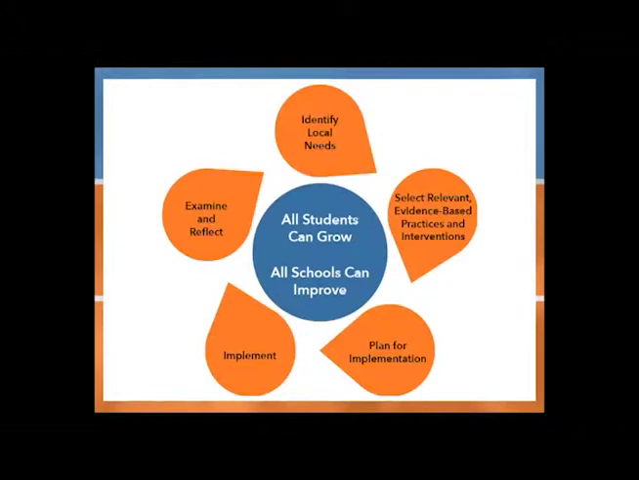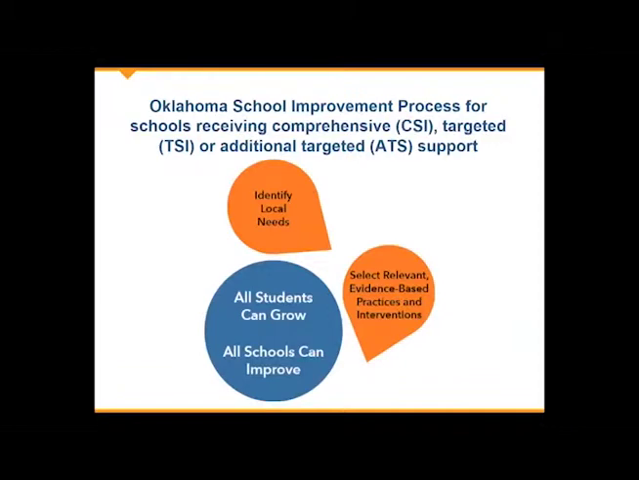So beginning at the top of identifying your local needs and really looking at your data and determining where you need to provide the most support or the most energy and effort. And then the second step is to select relevant evidence-based practices and interventions. And that's the step we're really going to talk with you about today. We have created this work in conjunction with our school improvement process for our comprehensive school improvement schools and our targeted improvement schools, but this can be used in any school. Again, all students can grow, all schools can improve. There's always something we can be doing.